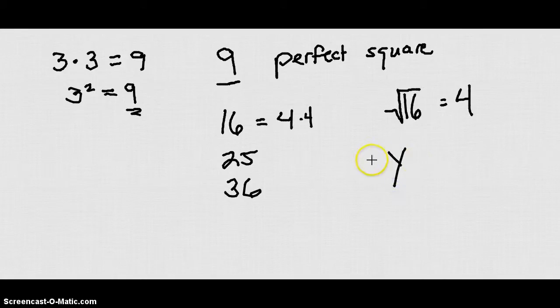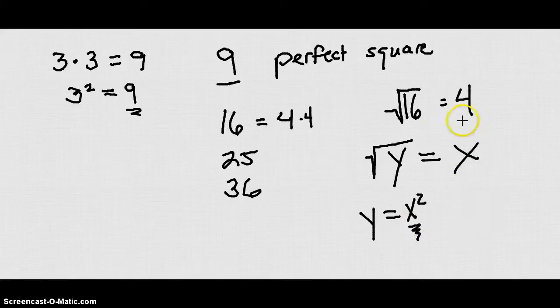So if we want to write that, we can say that if we were trying to find the square root of y, we could say y is defined as x squared. That would mean the square root of y is equal to x. It's equal to one of these x's, just like 16 is equal to one of these 4's when we take the square root of it. So let's look at the square root of 36. Well, we know that if we take 6 times itself, that gives us 36, so the square root of 36 is 6.